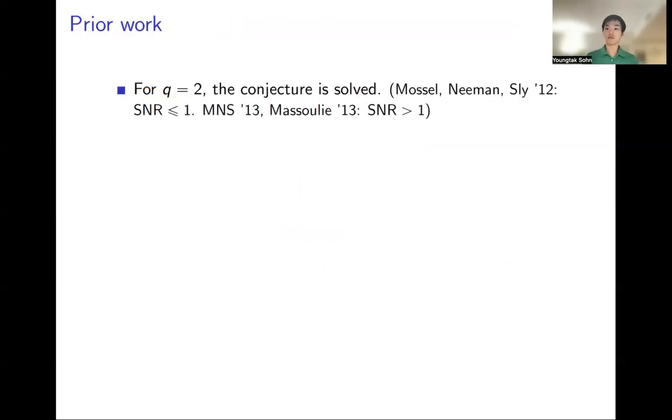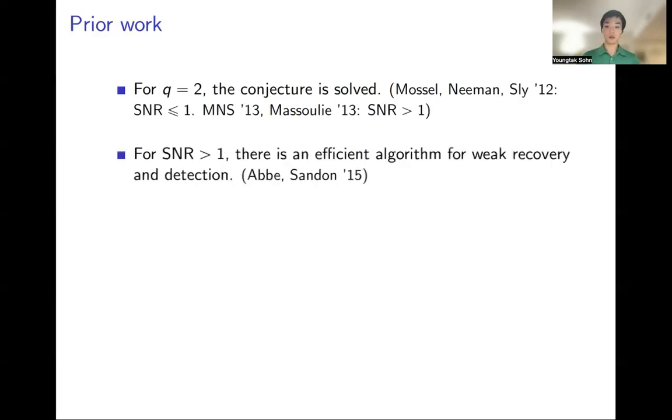After the seminal paper of Decelle et al., there has been a lot of mathematical work verifying part of the conjecture. First of all, people have looked at the two community case, where things are nicer, and this is completely solved. Mossel, Neeman, and Sly in 2012 showed that when SNR is less than or equal to 1, it is information theoretically impossible to recover the communities. And if SNR is greater than 1, two independent groups, Mossel, Neeman, and Sly, and also Massoulié, showed that there is an efficient algorithm that solves weak recovery and also detection with high probability.